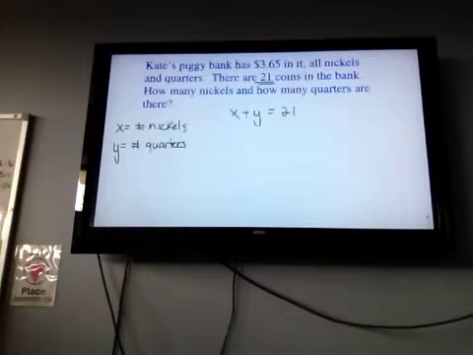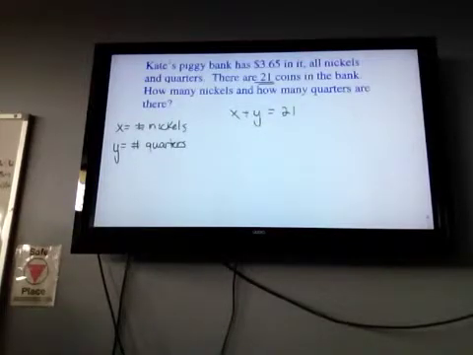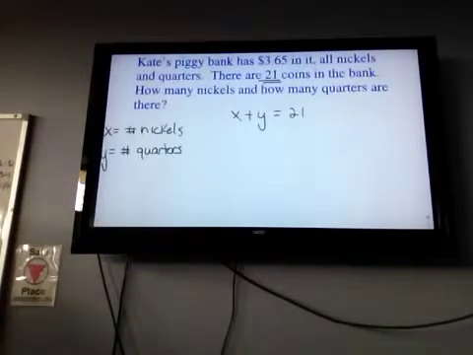The number of coins, the quantity, how many you have. The other equation deals with the value of the coins you have. You have $3.65 worth of coins. It doesn't make sense to say x plus y is $3.65 though, because that would be the number of nickels plus the number of dimes equals $3.65. No. So the second equation, you have to put some value on those x's and y's.